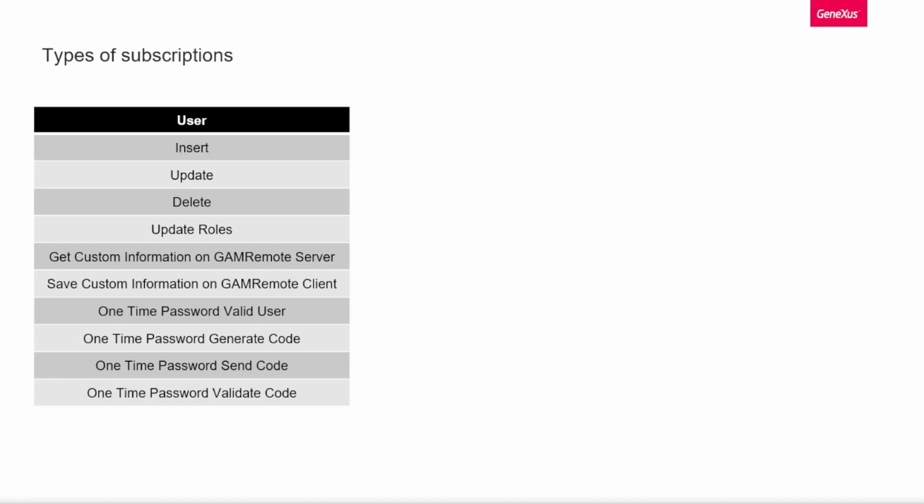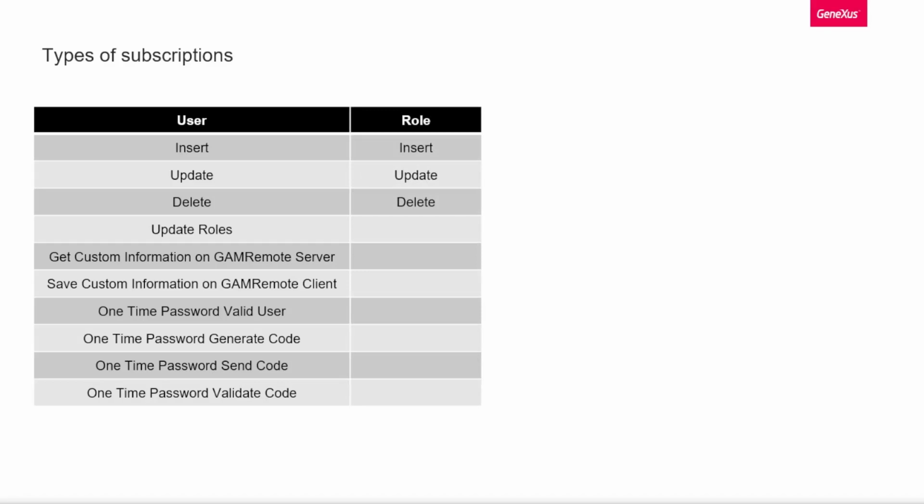One-time password valid user allows including code for the developer to validate the user who requested an OTP code. One-time password generate code, an event where the developer can customize how the OTP code to be sent to the user is generated. One-time password send code, an event that allows customizing how the OTP code is sent, which can be by SMS, notification, email, and so on. By default, GAM sends it by email. And one-time password validate code, a developer event used to validate the OTP code.